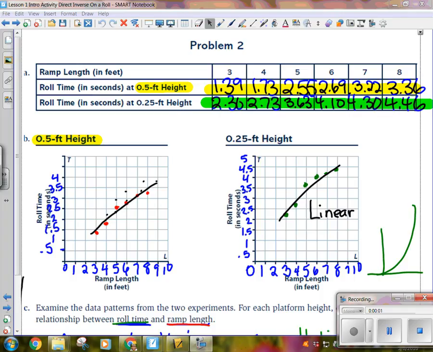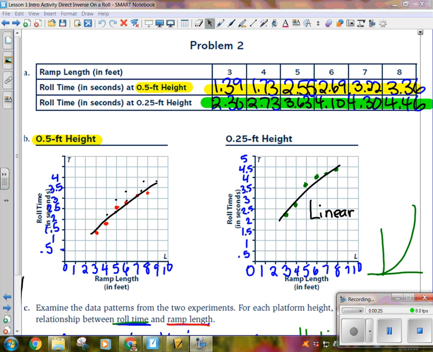To review just a little bit what we did yesterday in the activity, I had some students come up here and we collected data. We let the ball roll down the ramp, which was actually in a PVC pipe, and we measured the time. In the first one, where we went to longer lengths of the ramp, like a 3-foot ramp, a 4-foot ramp, we ended up with a graph that was mostly linear.